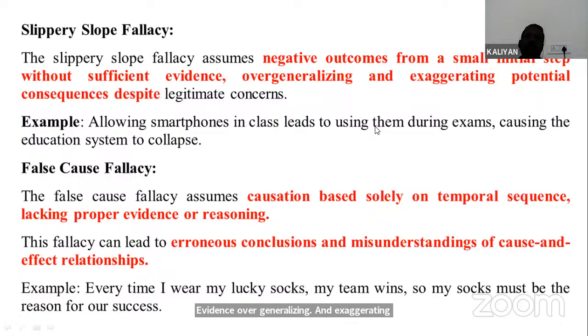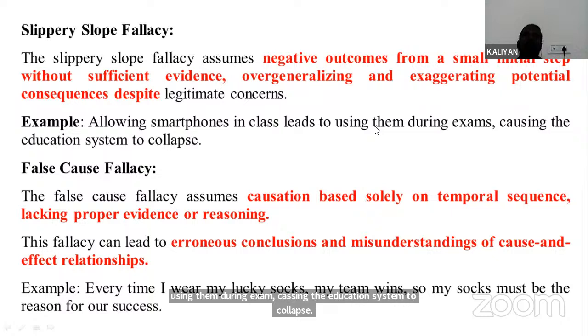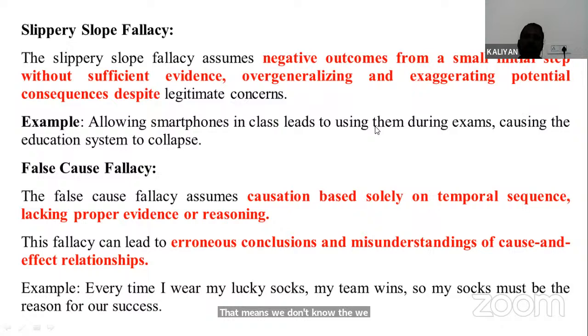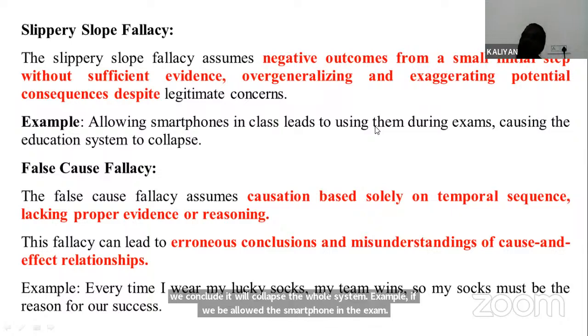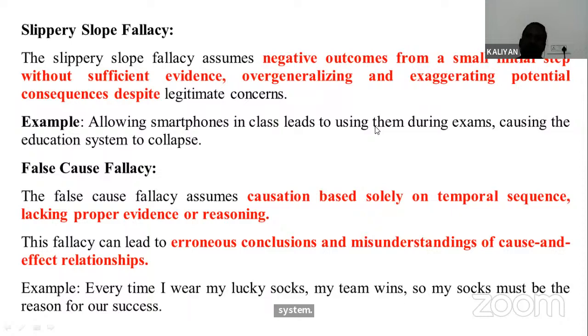For example, allowing the smartphone in the class will lead to using them during exams, causing the education system to collapse. That means we don't have proper or sufficient evidence, but we conclude it will collapse the whole system. If we allowed the smartphone in the examination, that will collapse the education system. We don't know of any proper research or evidence for this kind of statement. That is called the slippery slope fallacy.